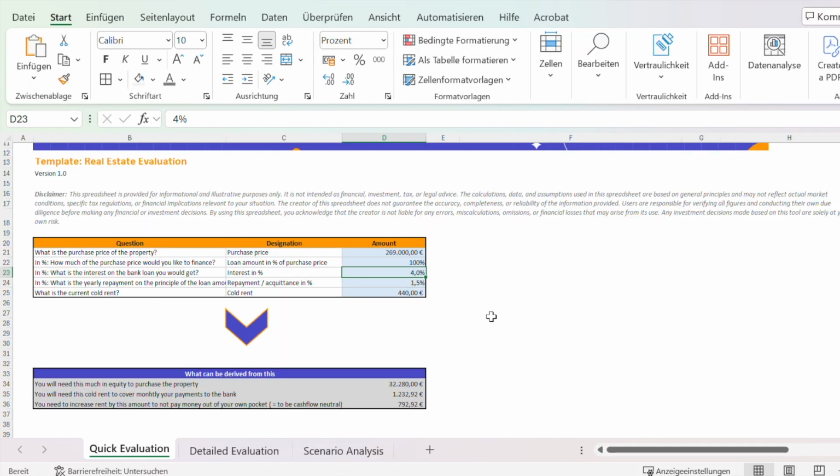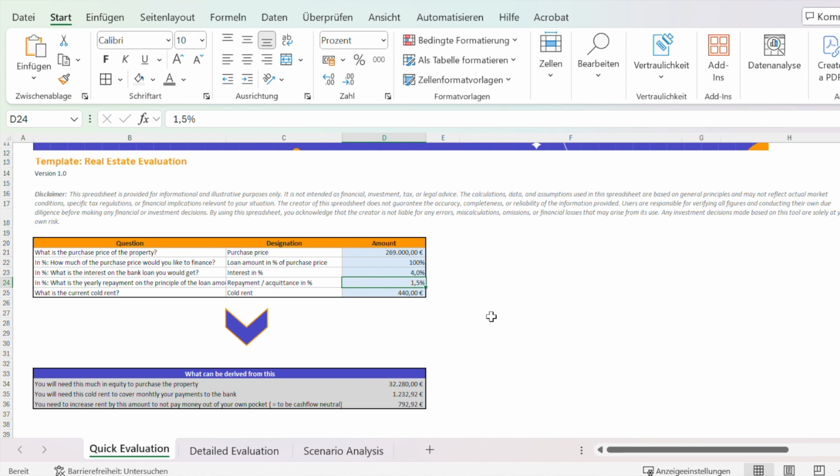As of now, you usually get an interest rate of 4% for loans like this. Maybe this is going to decline in the next months. That's probably going to happen, but we'll see. For now, you can get 4%. And you want to repay the loan with 1.5% of the purchase price per year. Usually this ranges between 1.5 and 2% here.